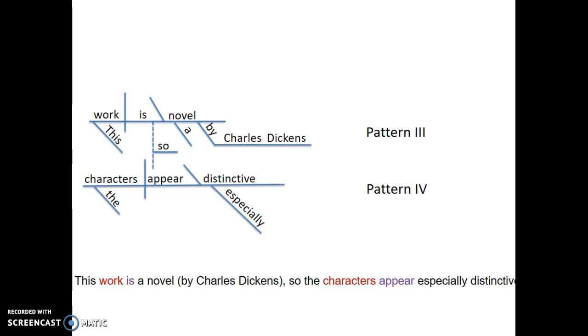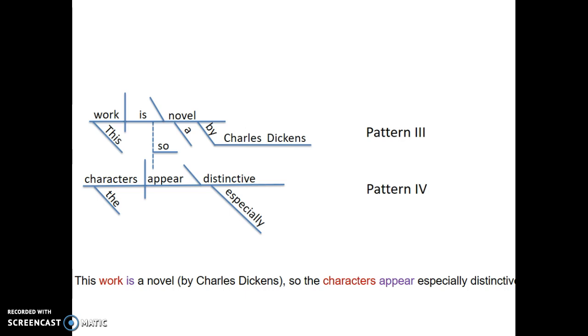So characters is our subject, appear is our action verb. Oh, sorry, that's not an action verb. Linking verb, that's one of those tricky ones that feels like an action verb but isn't. So that's a linking verb. And then we have especially distinctive. Distinctive is the adjective that's modifying characters. So that's the subjective complement that goes at the end. Especially is our adverb that is modifying the adjective. So it goes below distinctive. And then we put the definite articles in. So we have a pattern 4 with a subject, linking verb, and adjective at the end.